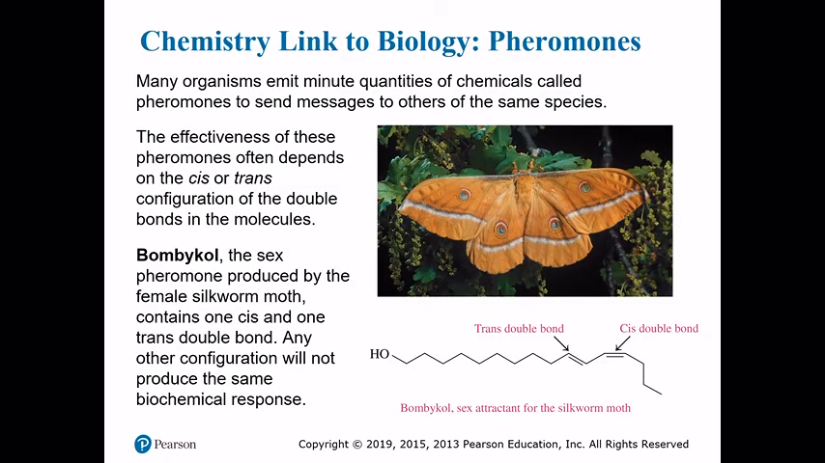The difference in chemical and physical properties between cis and trans isomers actually plays an important role in many biological processes. So for example, this picture here shows bombykol, a sex pheromone produced by the female silkworm moth. The shape of a pheromone is very important to the way that it functions. And so if this particular molecule had any configuration other than a trans double bond here and a cis double bond here, it wouldn't produce the same biochemical response in this moth, and it wouldn't act as a pheromone.